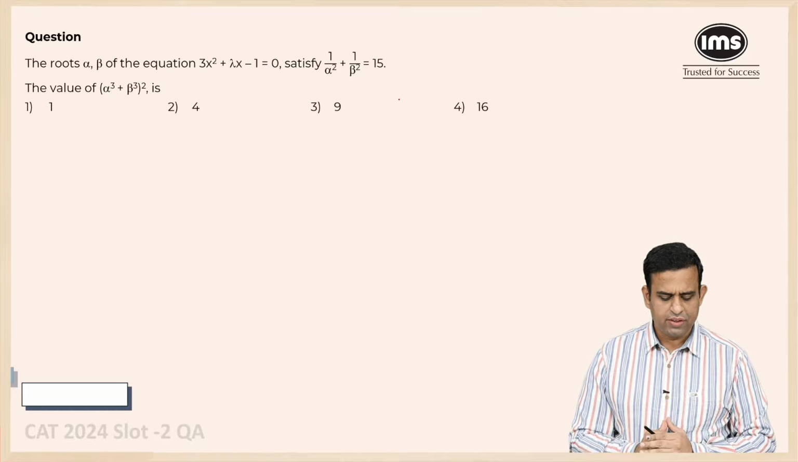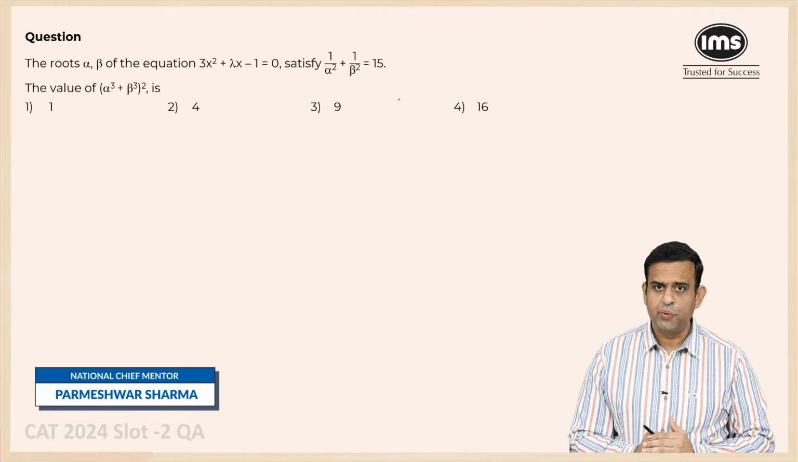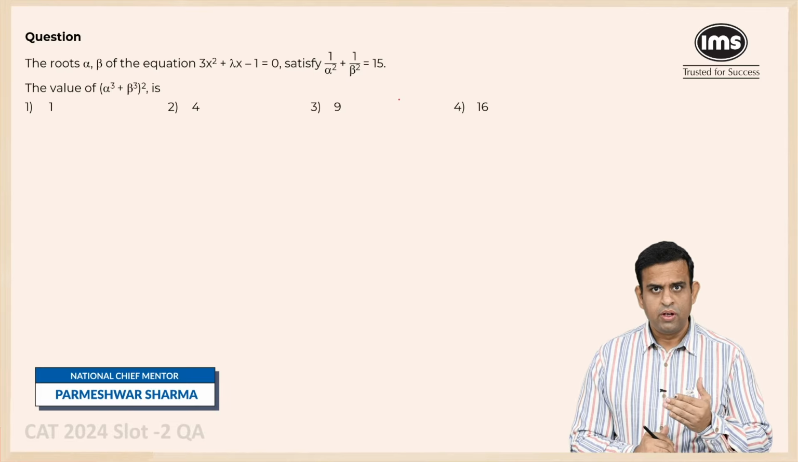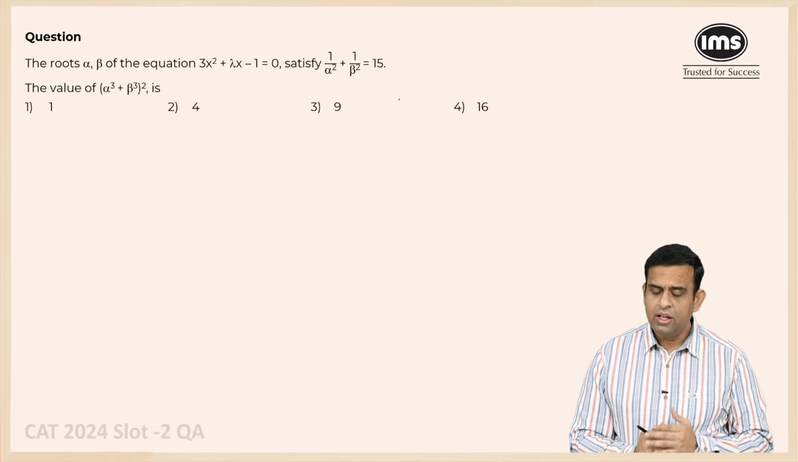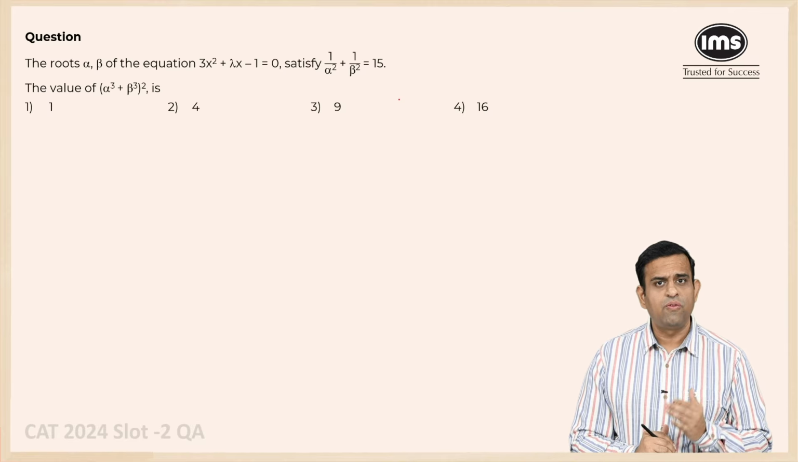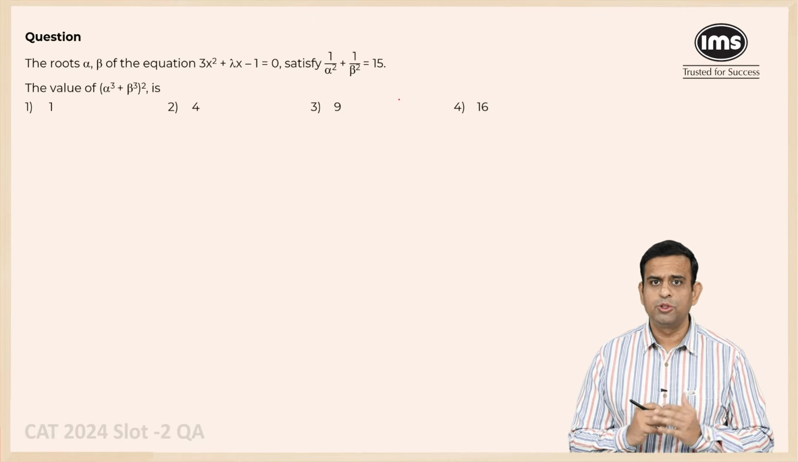In this sum, it is given that the roots alpha and beta of the equation 3x square plus lambda x minus 1 equals 0. 1 by alpha square plus 1 upon beta square is equal to 15, and the task is to find out the value of (alpha cube plus beta cube) whole square.